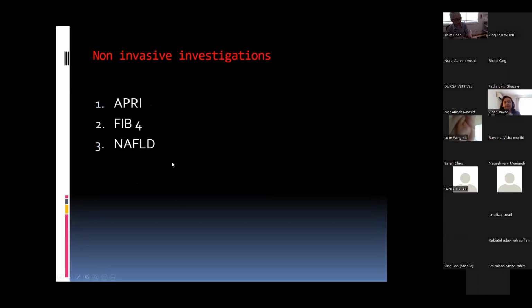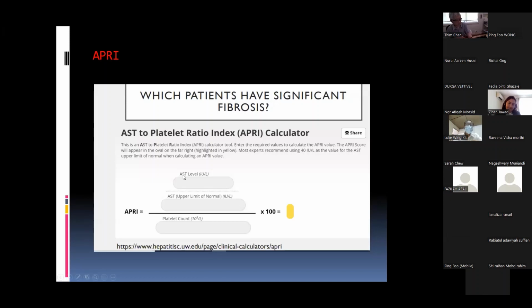These are things you can do as a primary care physician on your phone. So you can use an APRI score, a FIB4 or NAFLD score. It's something you don't have to pay money for. Just go in, with only a few parameters: AST divided by upper limit of normal, divided by platelet count, multiplied by 100. That gives you an APRI score.